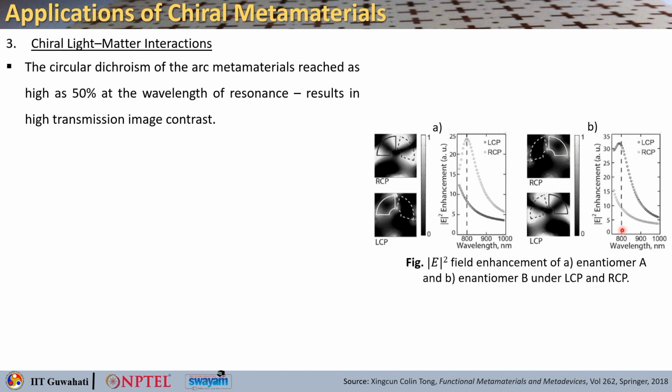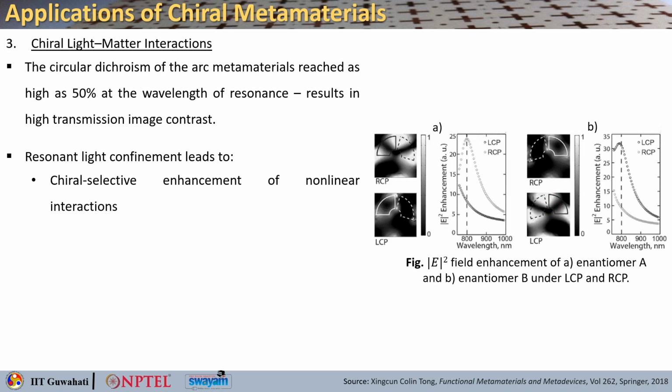The same thing is shown here, but here you can see the enhancement is basically seen in the case of LCP, which you can also see from the electric field plot. So, what we understand is that the light confinement at the resonant wavelength was largely boosted, and thereby you have got this chiral selective enhancement in the nonlinear light matter interaction.